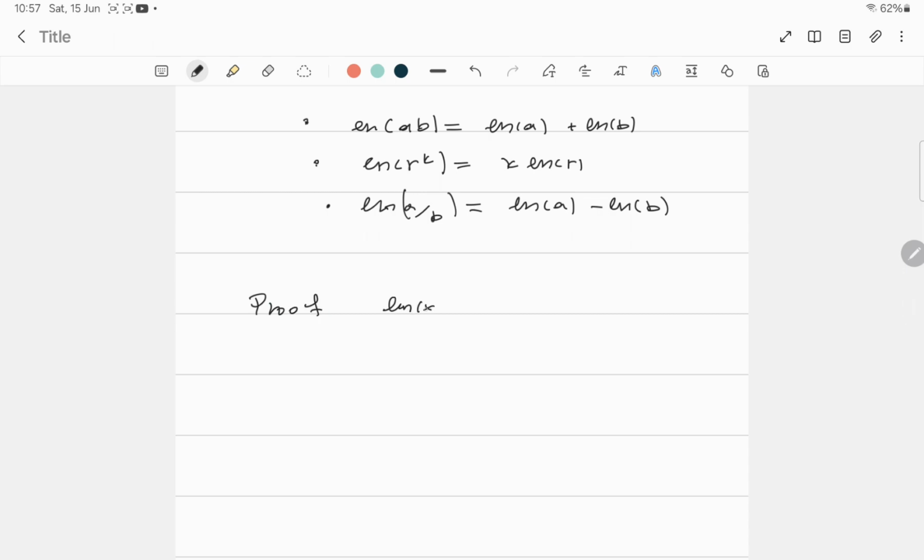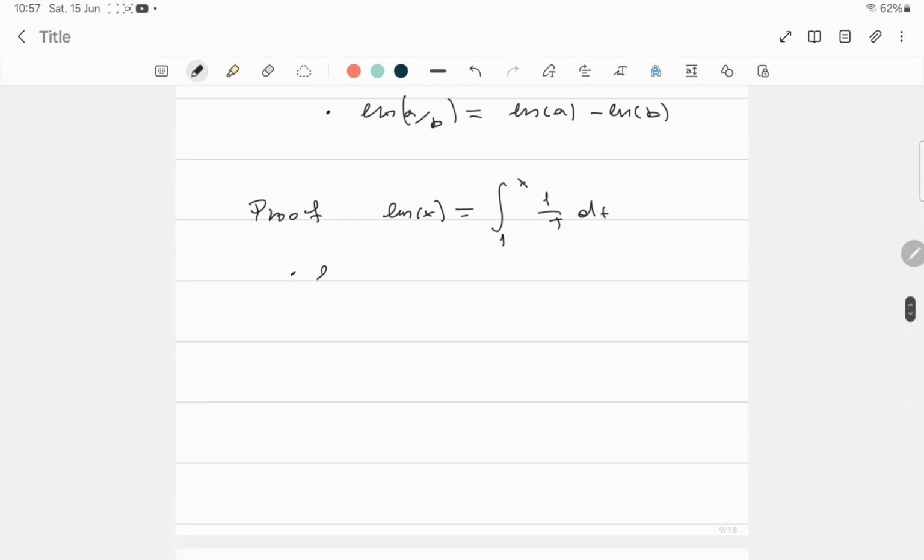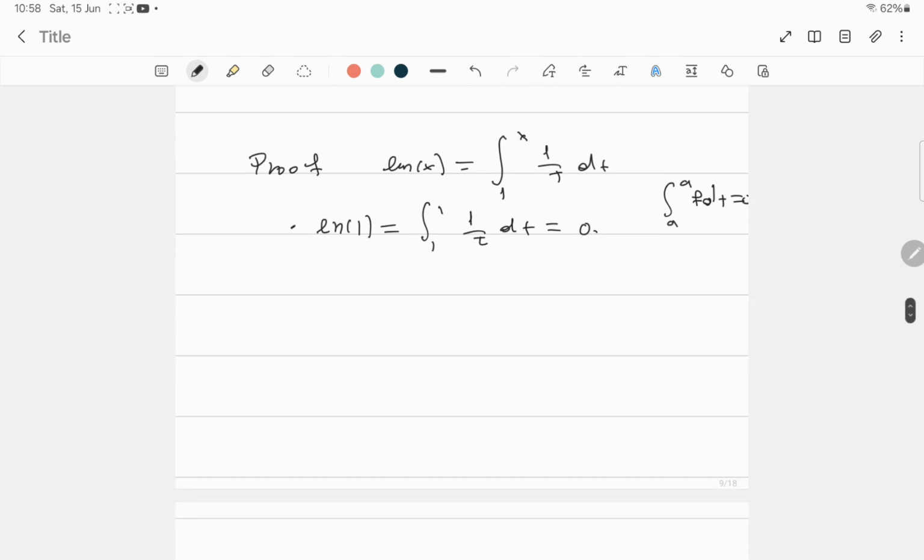So we have natural logarithm of x equals the integral from 1 to x of 1 over t dt. Alright, so for the first one, the natural logarithm of 1 is the integral from 1 to 1 of 1 over t dt, which is equal to 0 by the properties of the integrals. If the bounds of integration are the same, the integral is equal to 0.